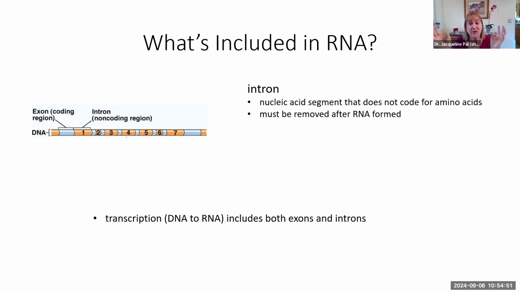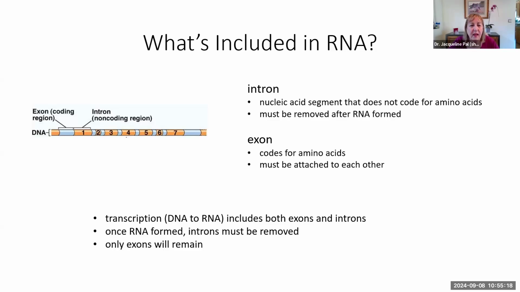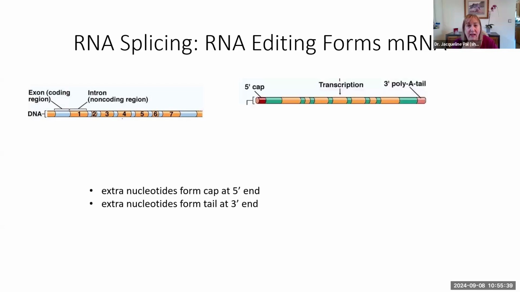So after that RNA is formed, we have to do a little nip tucking, a little plastic surgery on it. Okay. And we want to make sure we leave the exons, but we can't just have little strips of exons floating around. Once we remove the introns, we've got to reattach all the exons. So we got to figure out how to put them back together. Okay. So this process of editing is called RNA splicing. And in this splicing is how we're going to be taking this strand of raw RNA and forming our messenger RNA, which will be exiting the nucleus.